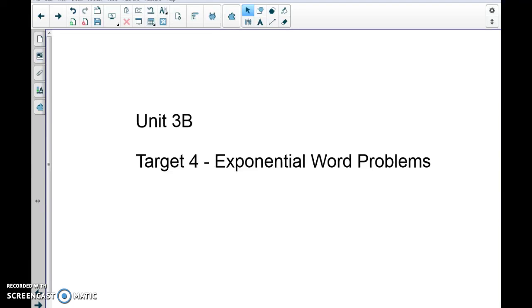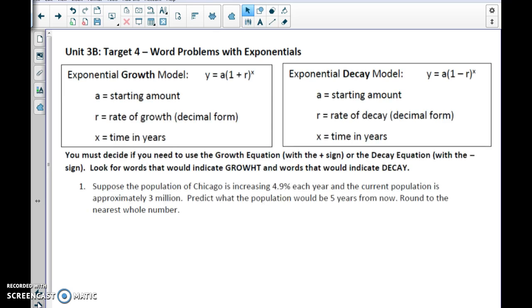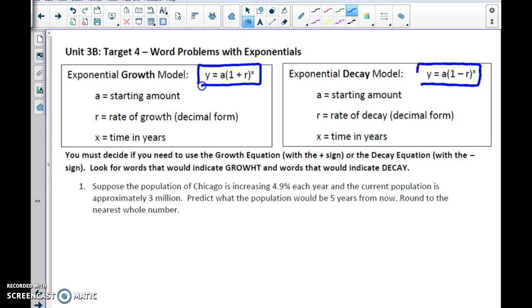Okay, so today I'm going to explain to you how to do the exponential word problems, which is going to be target 4. So what I need you to know is you need to memorize either of these equations. I want you to understand that both of these equations are the exact same for growth and decay. The only difference is you either need to add in the middle or subtract.